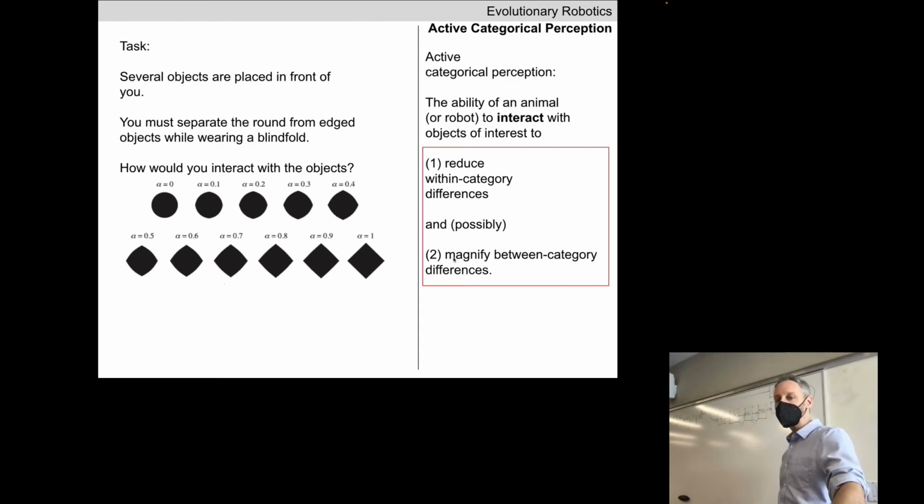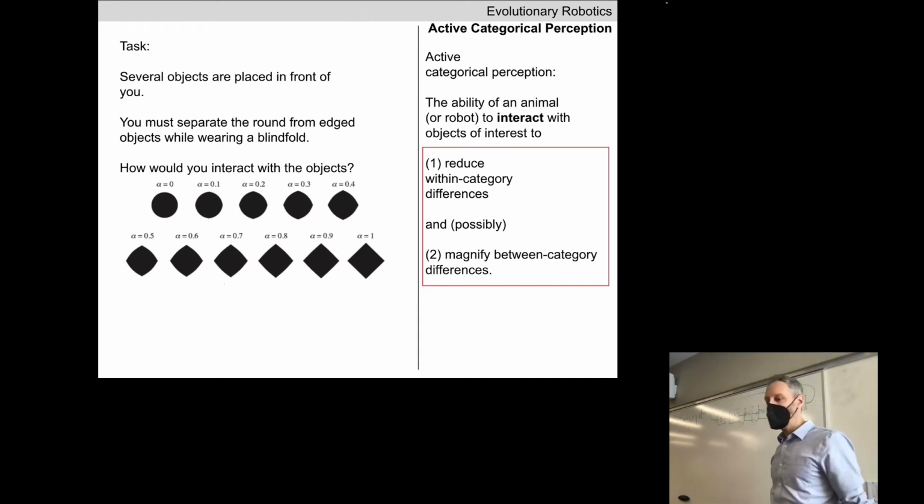Yeah? We've also magnified the between category difference. Some of these objects are going to roll underneath our hand, and others are going to slide or maybe stay stationary, depending on how we're pushing. So the difference between those that roll and those that don't, our perception of it, the way we feel those two different sets, feels very different. We're magnifying between category differences. Yeah.